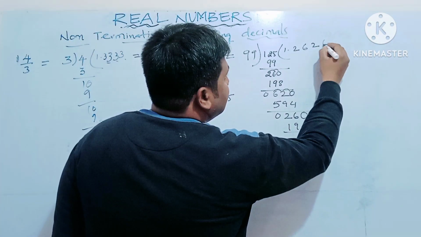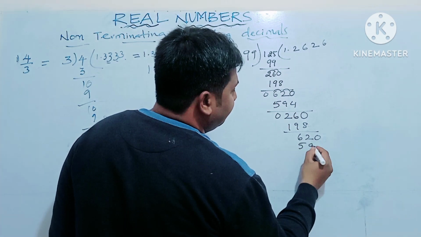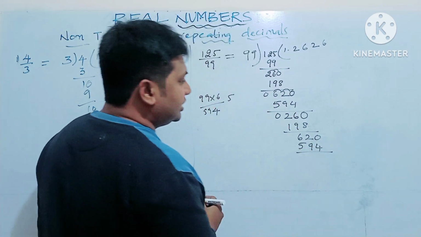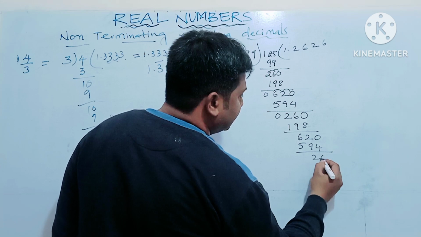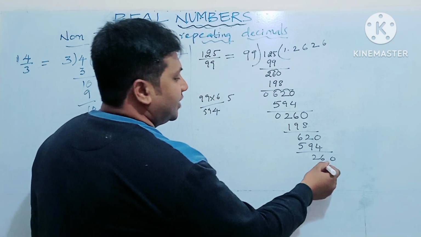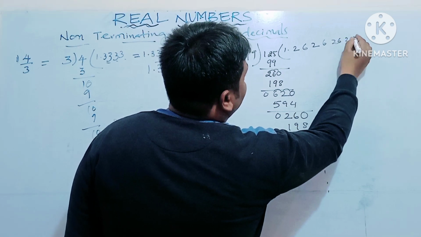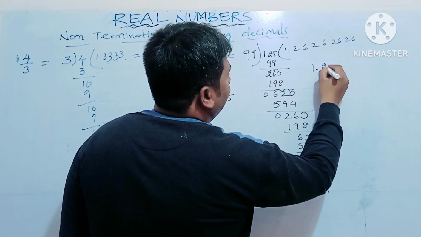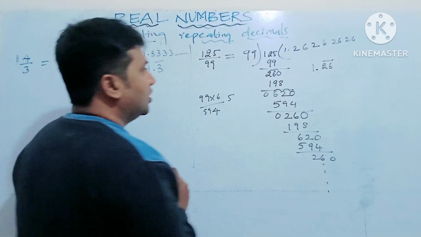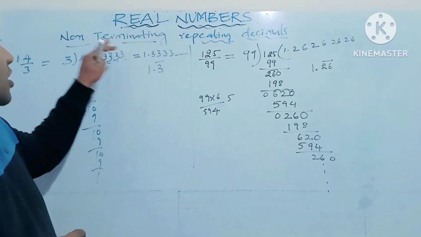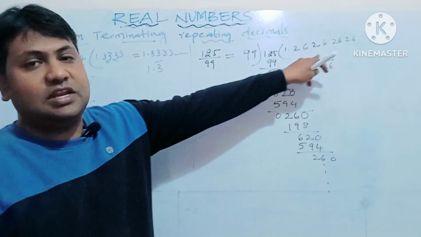Then again 6 times, how much is it? 594. Again how much is it? 260. Am I right? And the remainder goes on continuing, giving us 2626. So I can write this answer as 1.26 with a bar. So in this way they are non-terminating and repeating decimals.